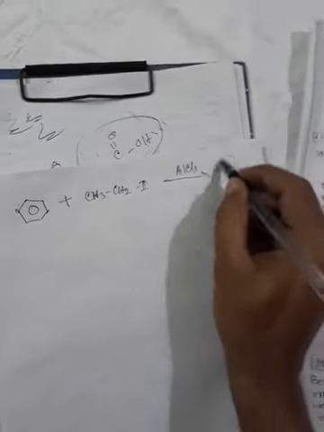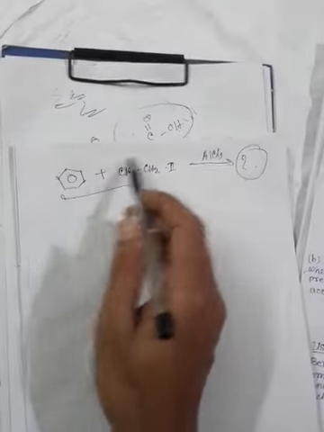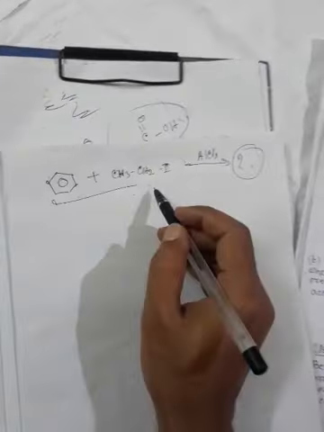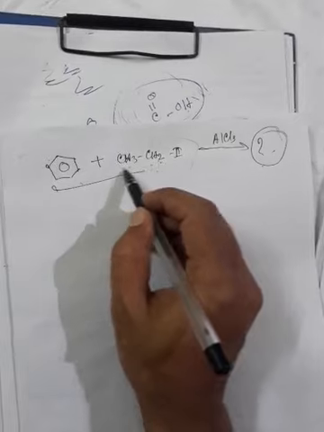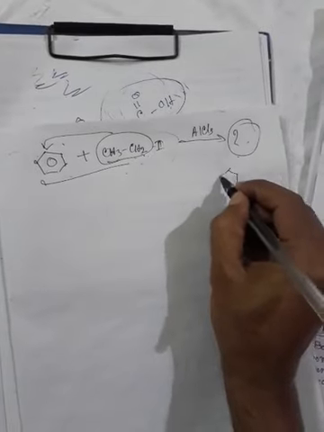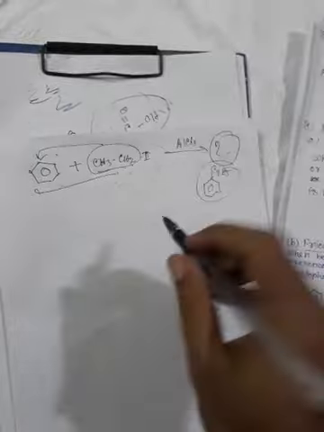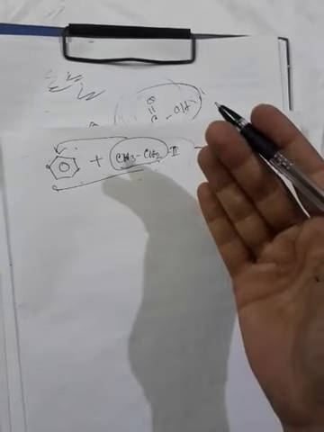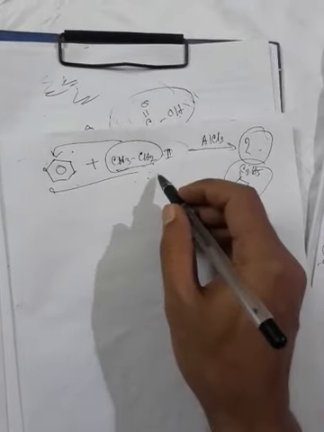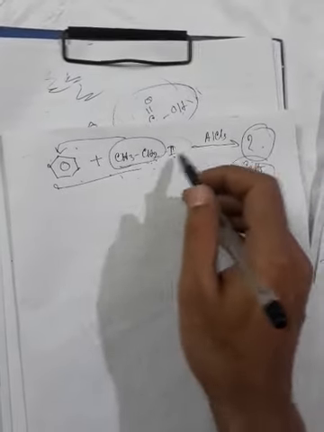Write down the product. What is the product? You know, this reaction is Friedel-Crafts alkylation. Here this is an alkyl group, an ethyl group, and the ethyl group enters the benzene ring. Then the product is ethyl benzene, C2H5.